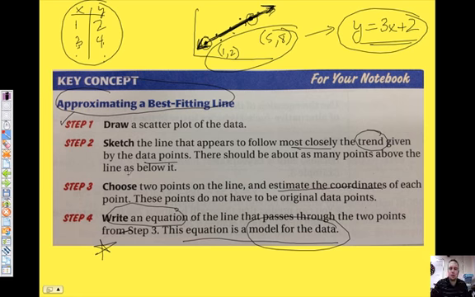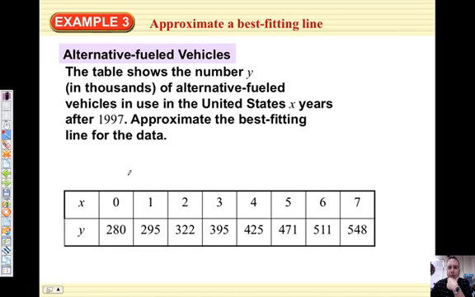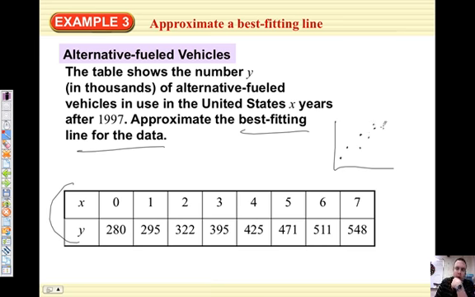Let's actually do this. Here we go. So if I give you alternative fueled vehicles in the United States after 1997, approximate the best fit line. So what would you do first? Well, you would take this table and you would plot it. So you make a scatter plot. Put all these points down there. What do you do next?